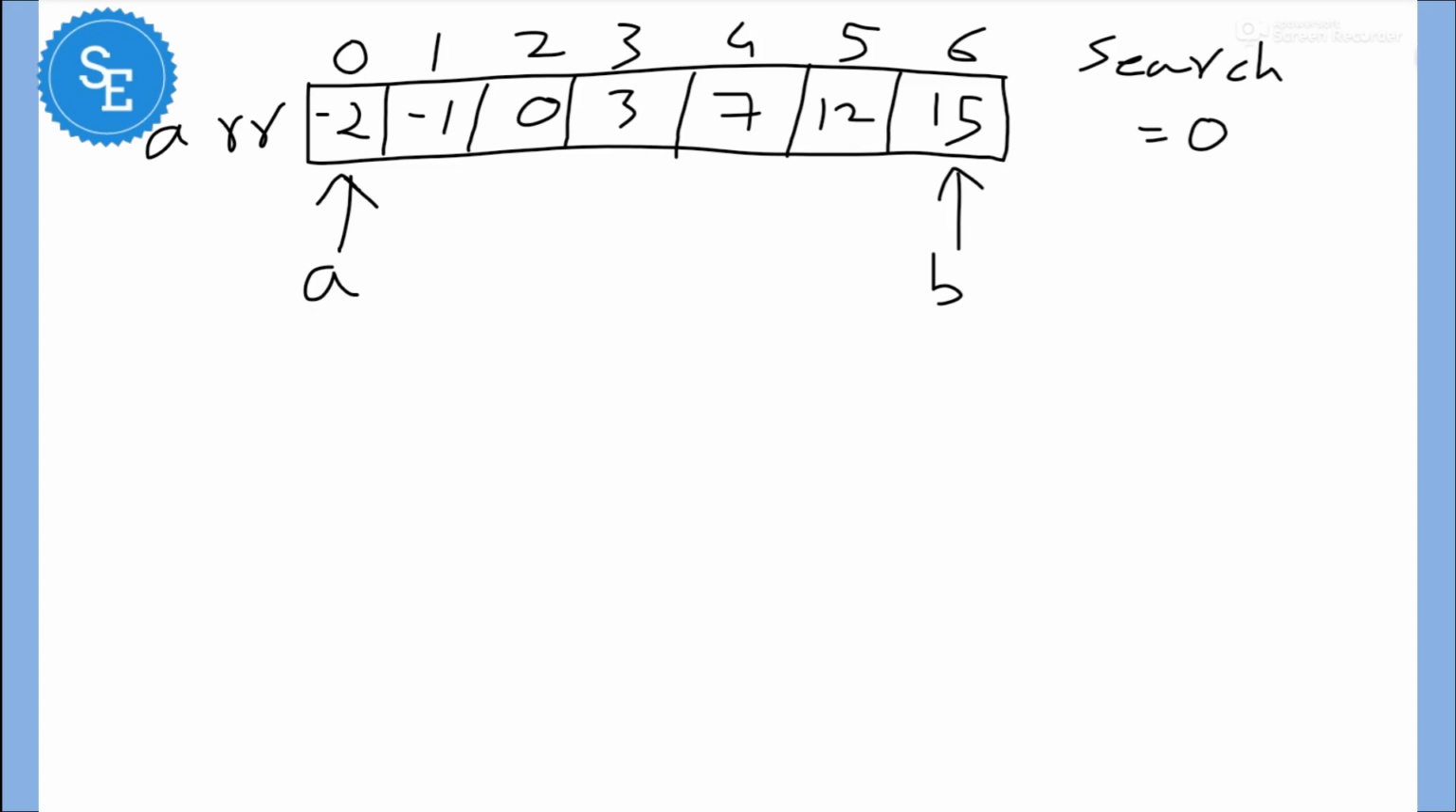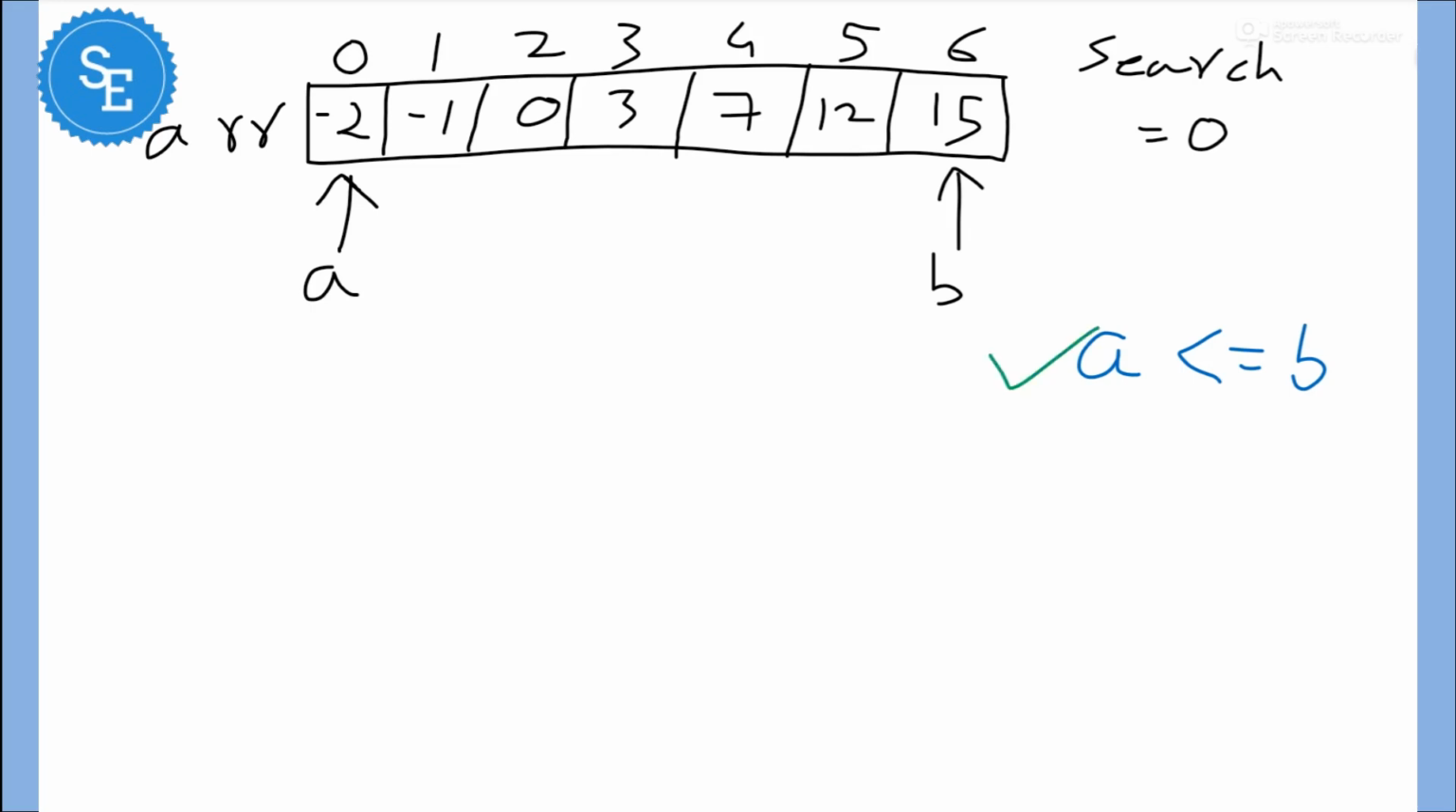Our first condition checks whether a is always less than or equal to b, that is, our starting index should never go past the ending index. It's very logical that we don't want our start to go after the end. We can see that yes, the starting index is 0 and my ending index is 6, so this condition holds true.